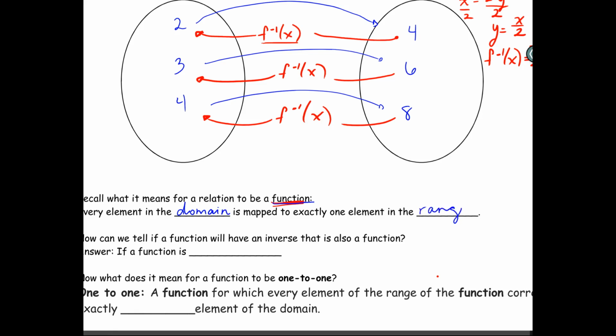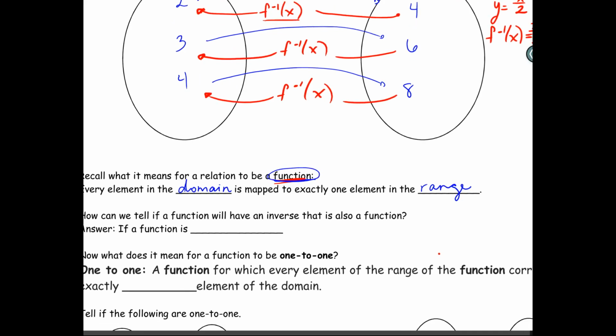Remember how I think of it? I think of no one man can have 2 masters. So basically if you see 2 arrows coming from one x value, that means no, it's not a function. Or on a graph, we would look up the vertical line test, and we would want to make sure the vertical line doesn't hit the graph twice, because if it does, that means that you have 2 different x's to 1 y. That's what it means to be a function.